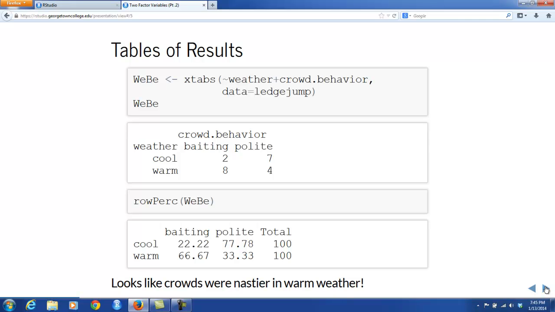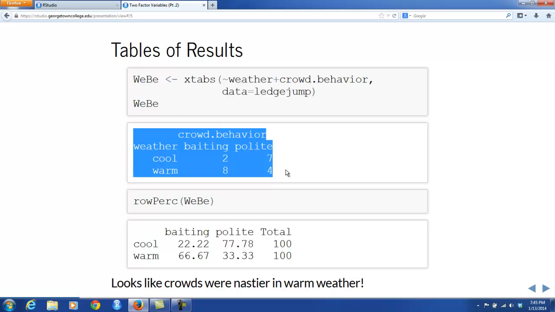Now we know how to examine these relationships in data. We need to make cross tables, so we pull out our xtabs function and we apply it with the usual formula data input. We think of weather as the explanatory variable. It might have some impact on the crowd's behavior. We think of crowd behavior as the response variable, so we put it second. We create the two-way table. We put it in an object that I call WeBe. That's just short for weather behavior, I guess. And if you print out WeBe, then you get to see your two-way table.